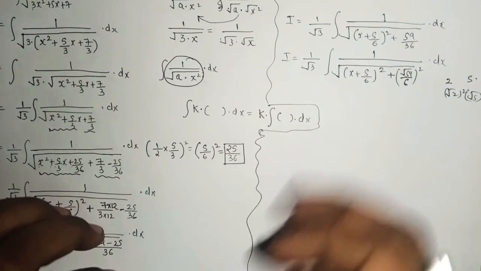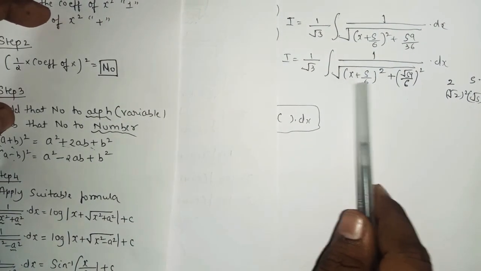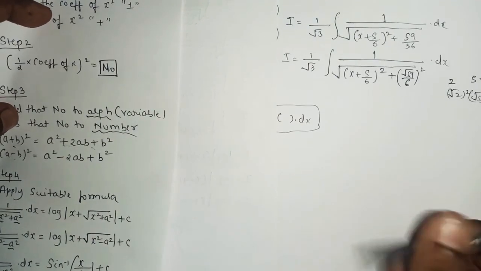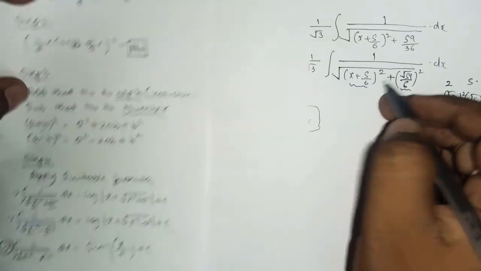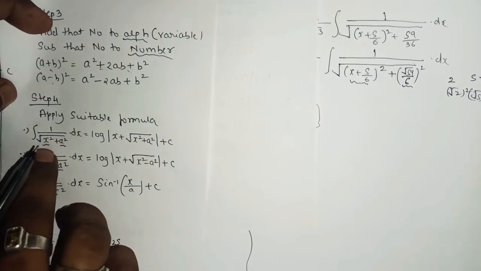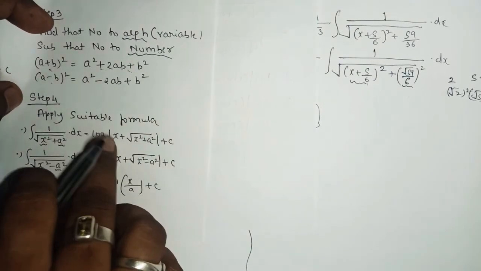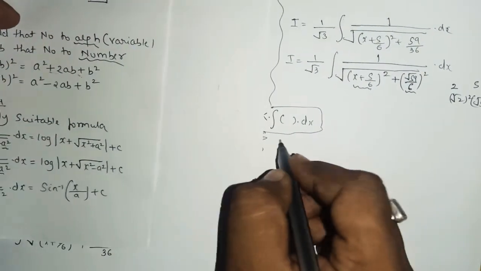after this step you have to guess the formula. As clearly we can see, this is the number, and this 5 upon 6 is with x, so we'll consider this whole section as x, and this is a. So this looks like the first formula. Yes or no? Integral 1 upon root of x square plus a square, the formula is log mod x plus root x square plus a square, so we'll apply the formula directly.